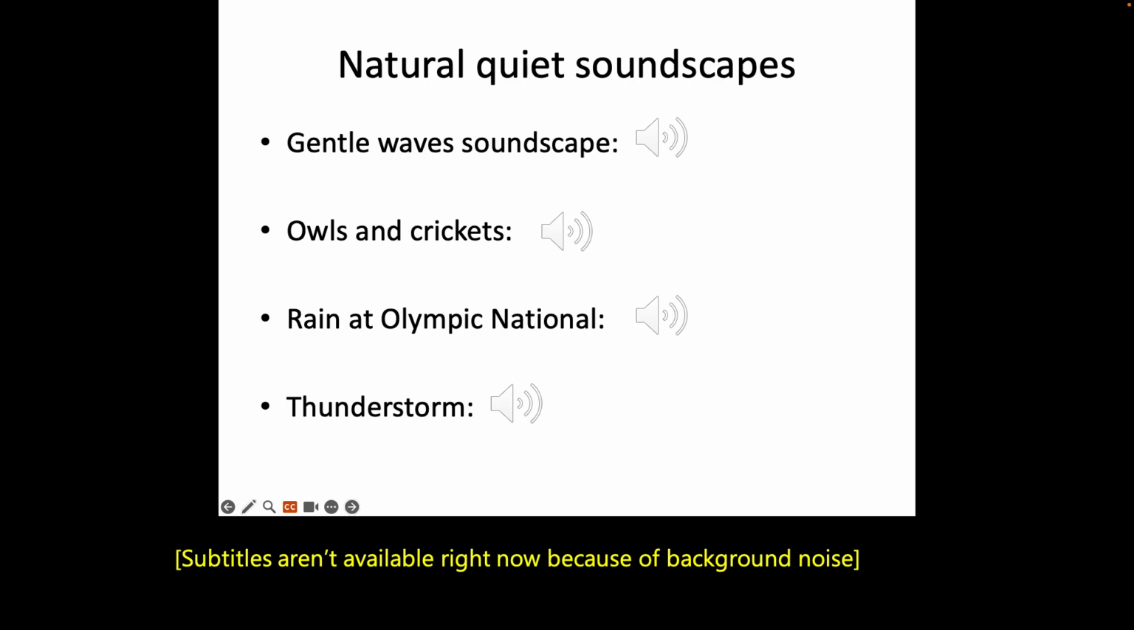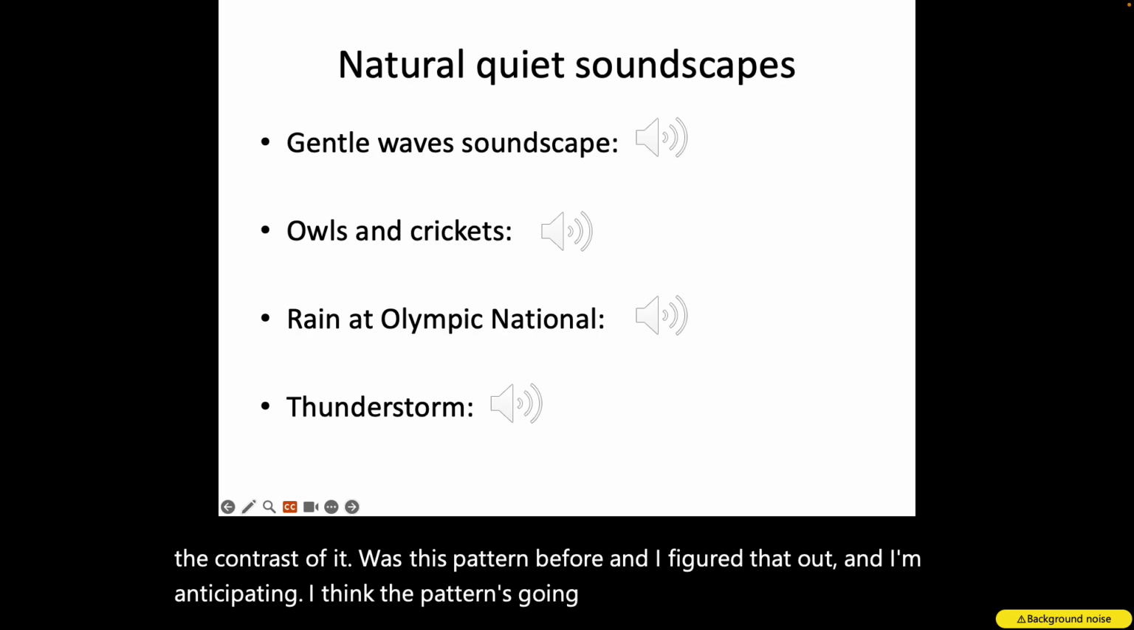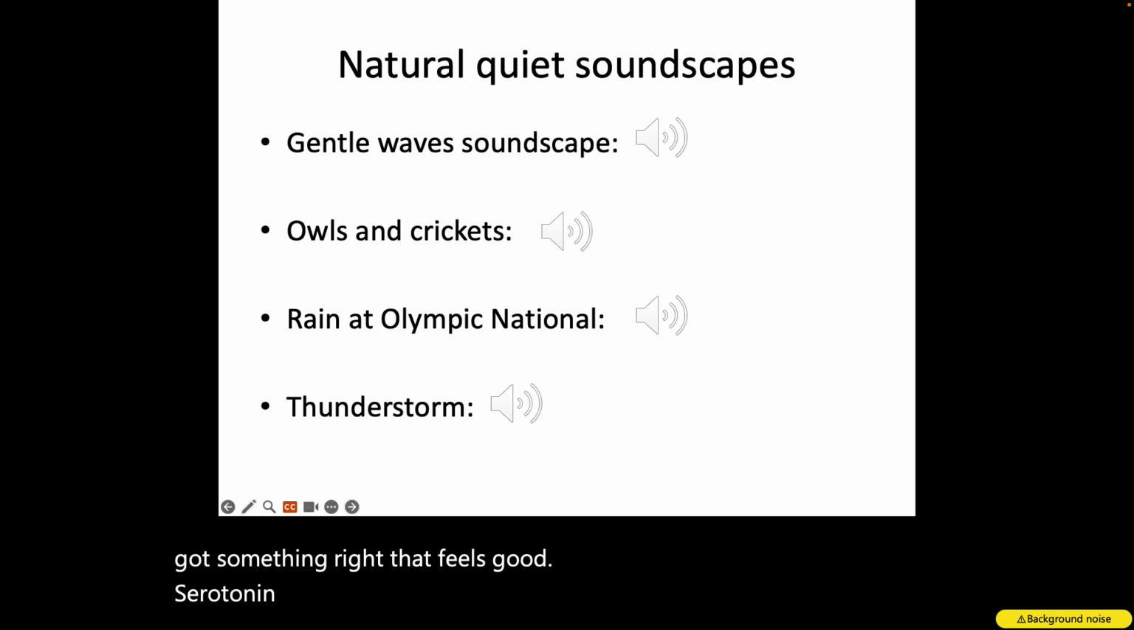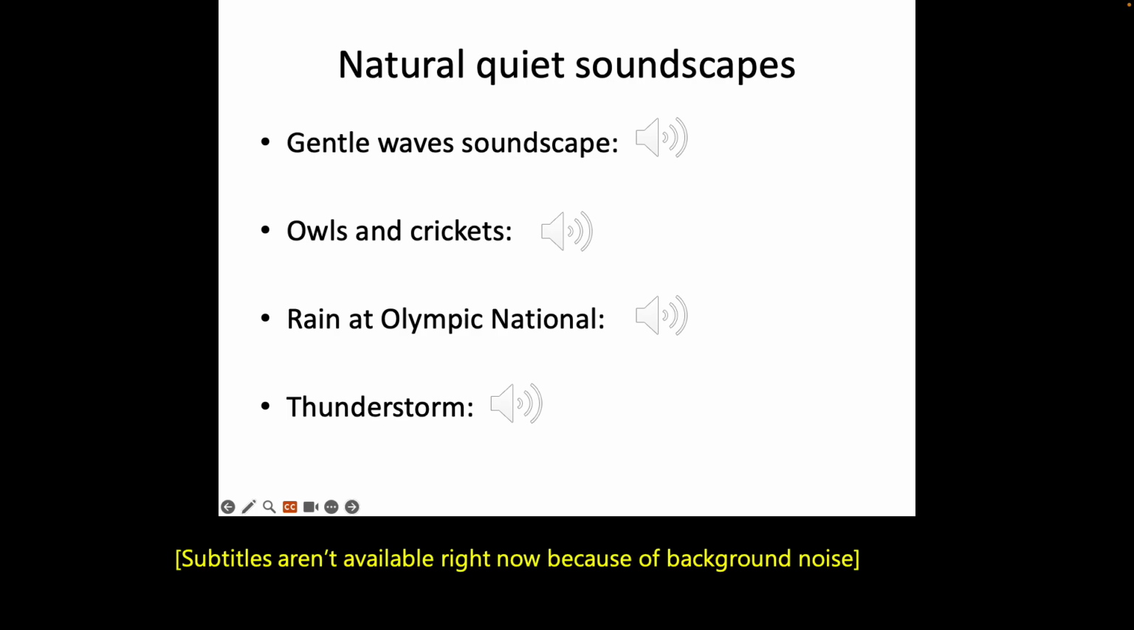We learn to anticipate that and enjoy it because our brains are recognizing the contrast of, it was this pattern before and I figured that out, and I'm anticipating the pattern's going to change like this, and ooh, it did. I got something right. That feels good. Serotonin and dopamine rewards. Or it's not exactly what I expected, but okay, I see this new pattern. That makes sense within this larger pattern of the song, or of the thunderstorm, or the pattern of owls and crickets, or whatever.